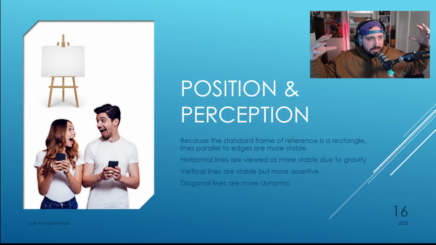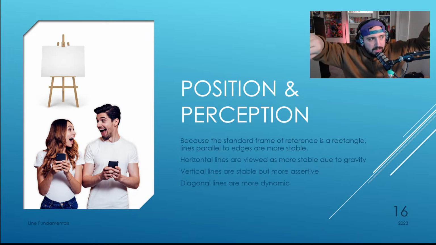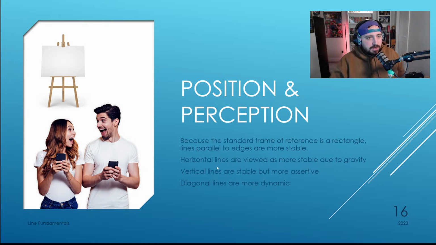When we design things and we place lines parallel to these edges, which means they're running close to the edge on either side, close to the edge of that rectangle, right? They are viewed as more stable, okay? Because they feel like walls and the floor. Now, horizontal lines are viewed as the most stable because they replicate the floor. You draw lines straight through in the x-axis on a rectangle. It's going to feel like the floor, right?